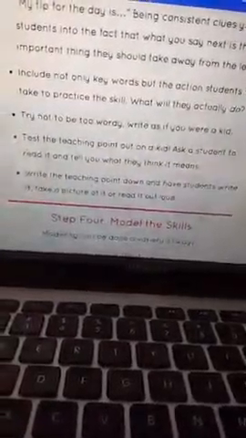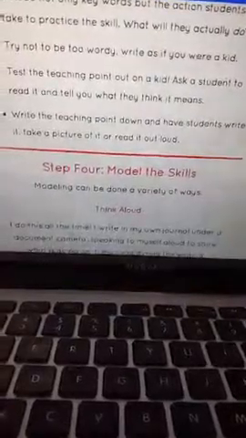Be consistent. Include only key words, but the action, will your students meet the skill? Don't be too wordy. And then have the kids write the teaching point down or read it out loud with you. Okay, so that's all about the teaching point.